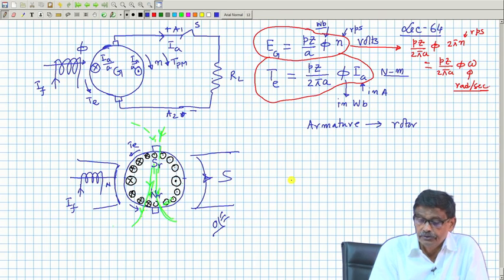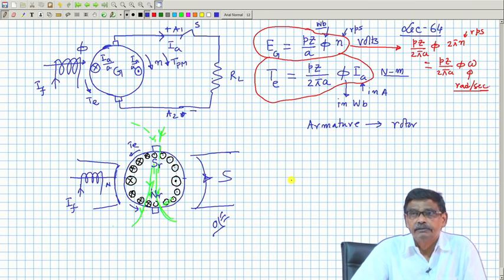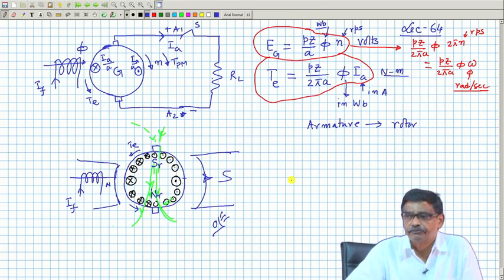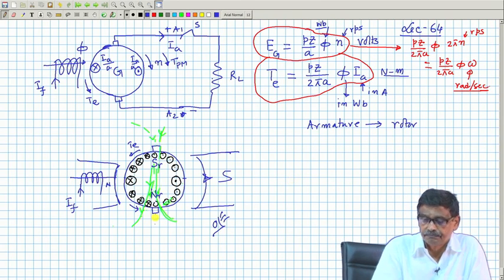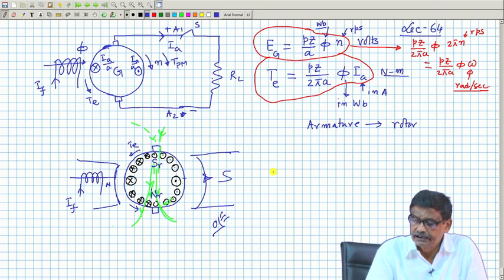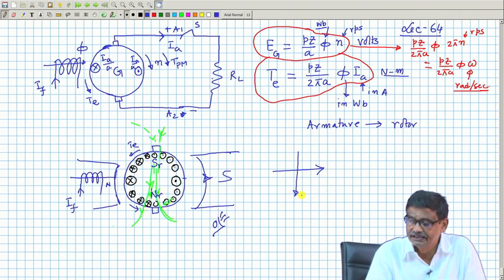He will also conclude there is a rotor field Fr, although conductors are moving, but Fr is fixed in space. That is, the stator field is like this and the rotor field is like this. This is the rotor field Fr, this is the stator field Fs, and the angle between them is 90 degrees always.